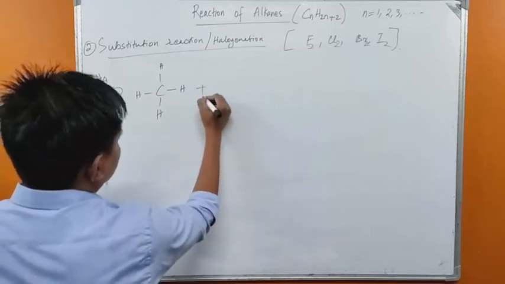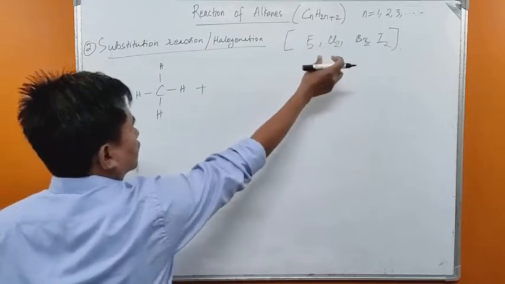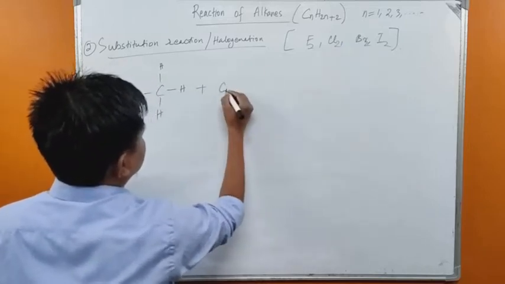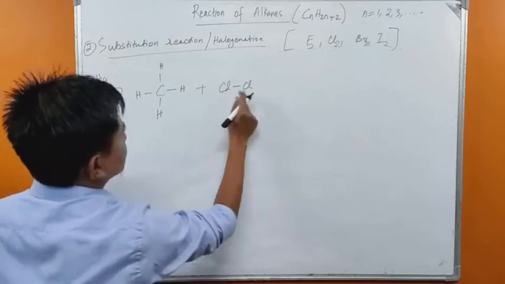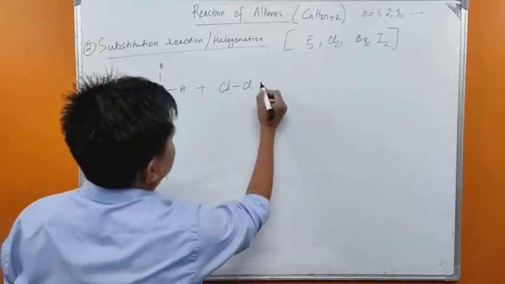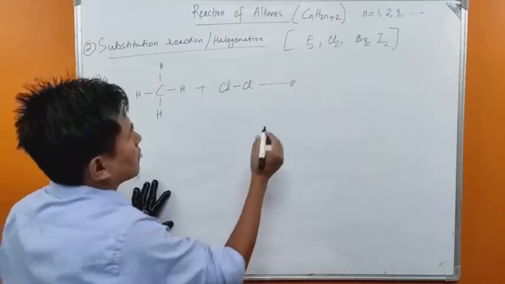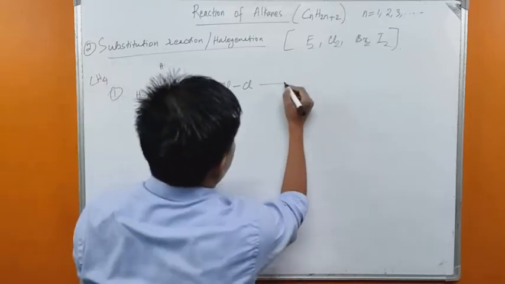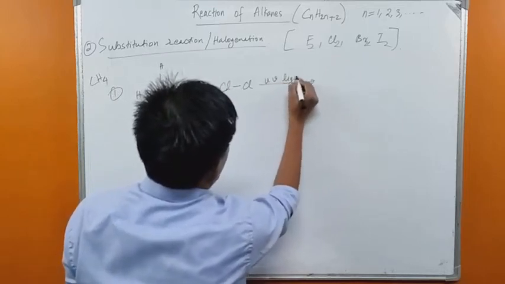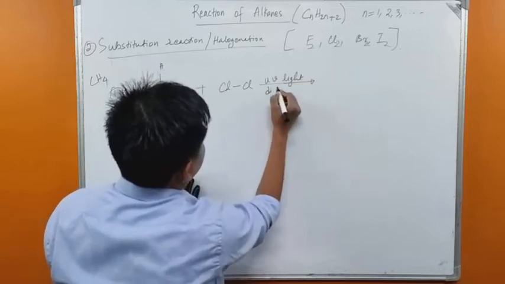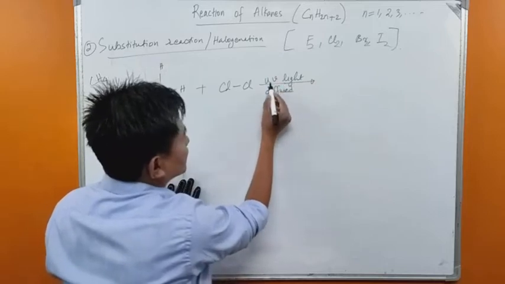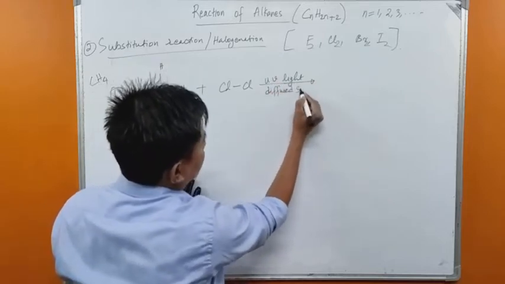Now it reacts with chlorine, okay? Let us take the example of chlorine. Chlorine is a halogen. Cl2, isn't it? Cl2. This means 2 atoms of chlorine, isn't it? Alkane reacts with halogen and substitutes hydrogen, okay? In presence of UV light or diffuse sunlight. Please remember this, in presence of UV light or diffused sunlight.